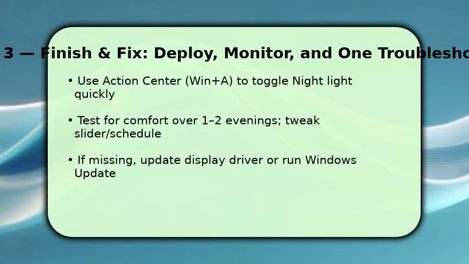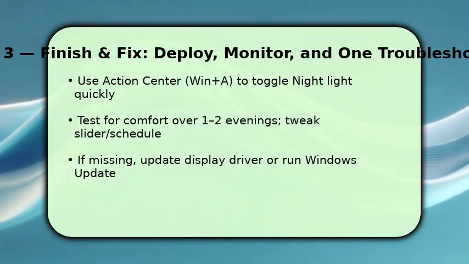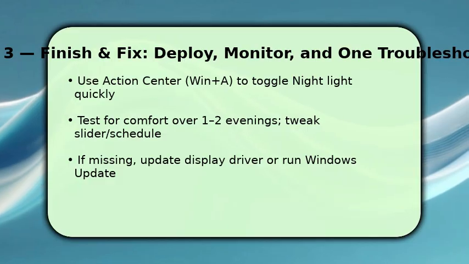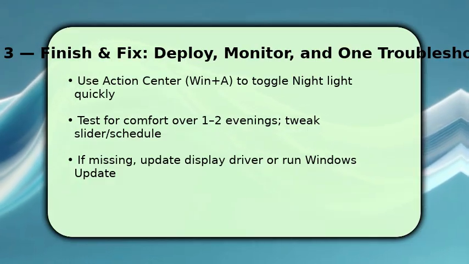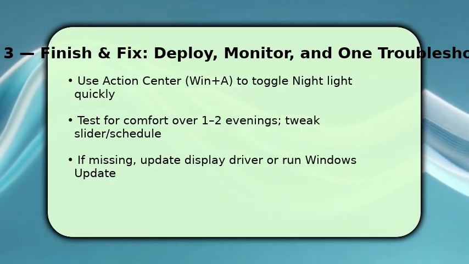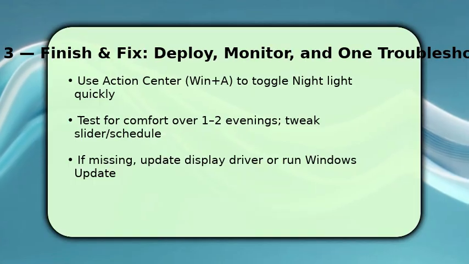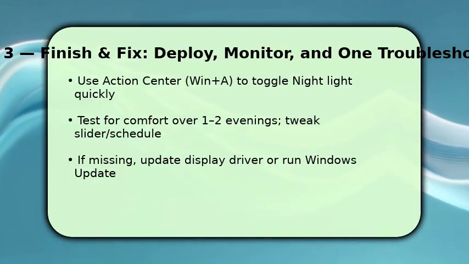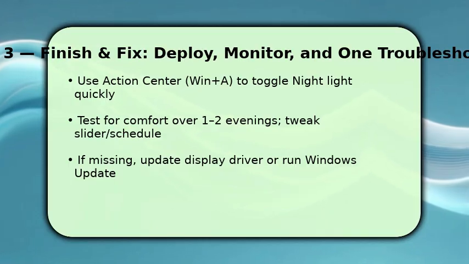Finish by testing your settings across an evening session. Toggle Night Light from Action Center, Win+A, to confirm quick control, then live with your chosen warmth for a night or two and tweak as needed. Make sure the schedule activates at the right time. If it doesn't, check system time and region.